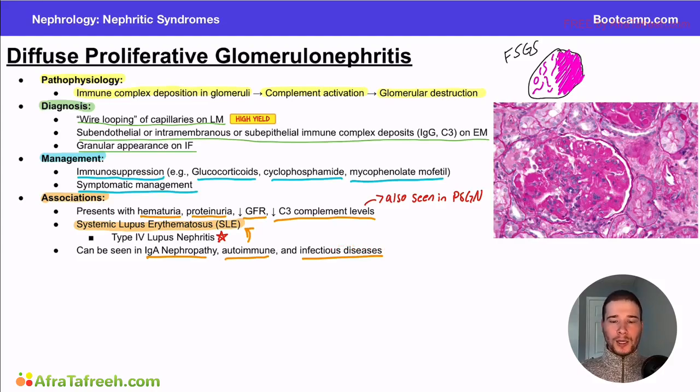The big association we're going to take away from this video is that of diffuse proliferative glomerulonephritis being associated with systemic lupus erythematosus, but we're also going to keep in mind that it can be seen in some other conditions.